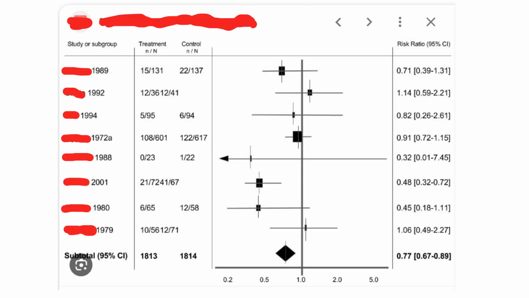Now we come to the forest plot. This forest plot is actually taken from a study, not the study that I just mentioned, but just a study. But I have eliminated the title and the names of the authors to make this anonymous and to make sure that we don't have any copyright problems.